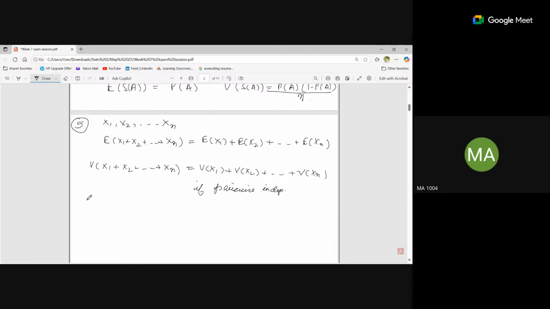Ma'am, I'm having a doubt over here. Pairwise means x1 and x2, we check the multiplication of those expectations. Should we check for all the x's, like x1 and so on? So we'll have to check n times, right? Every variable in total, to check if they're pairwise. Is that the method? Yeah, that's the method. We have to check for all the pairs.